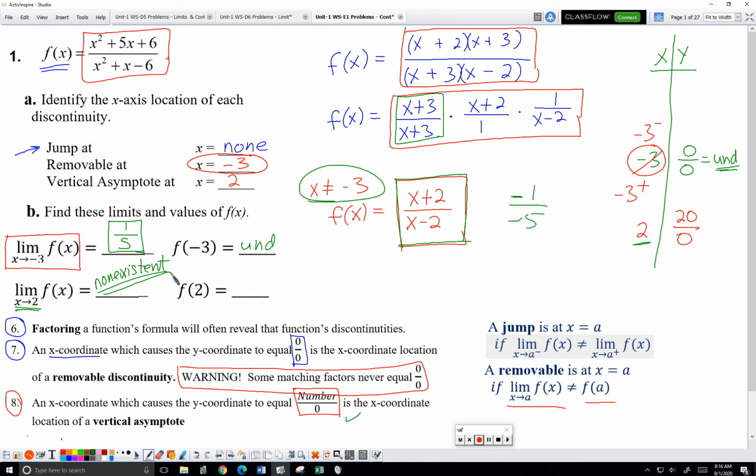Cool. F of 2. At the location of a vertical asymptote, the value of the function is also undefined. And that's it. Question.